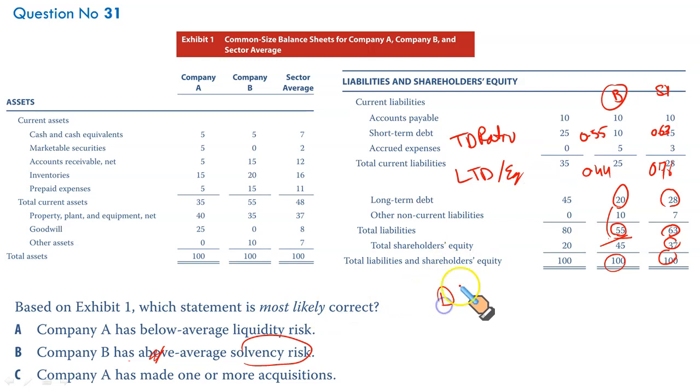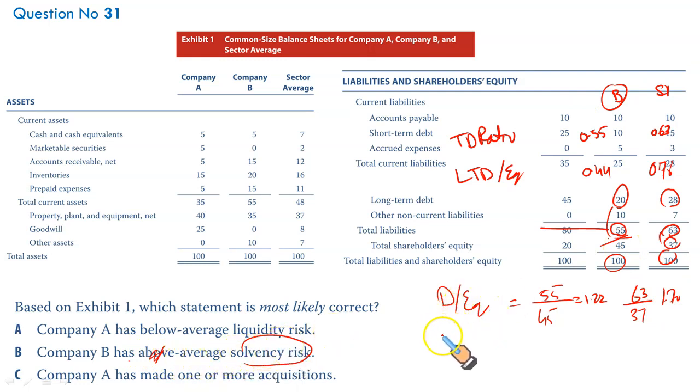Let's take debt to equity. So for debt to equity, the total debt is 55, equity is 45, so it will give you 1.22. For the sector average, it is 63 divided by 37. It's 1.70. Again, in this ratio, B has low average solvency risk.